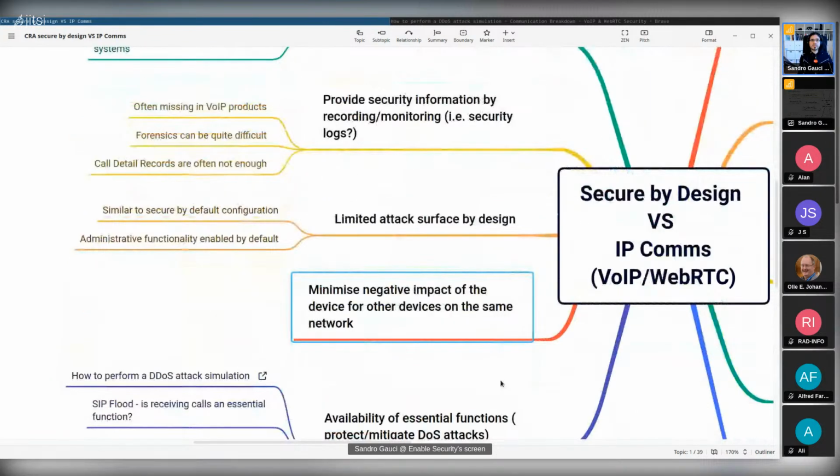Another one that I did not include much information about is minimize negative impact of the device for other devices on the same network. I think it's a bit vague to me. I understand where this is coming from, but I think this could be discussed a lot. It's also related, in my opinion, to the next one, which is limited attack surface by design, which is also similar to the default configuration in some ways.